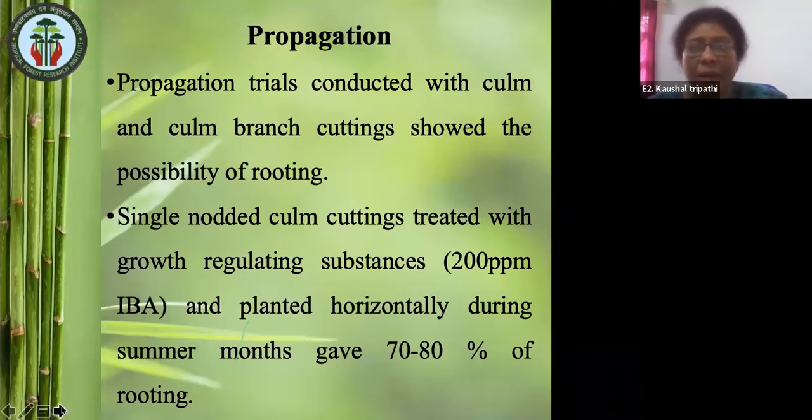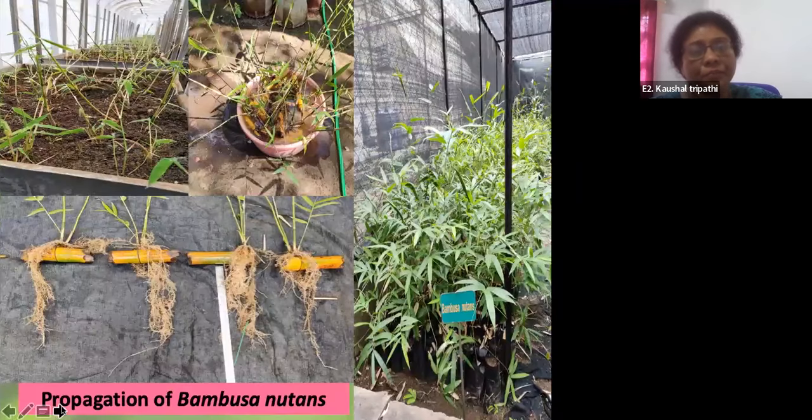And we conducted propagation trials with culm and culm plant cuttings, and single noded culm cuttings treated with 200 ppm of IBA and planted horizontally during the summer months gave 70 to 80% rooting. Next slide, please. And this is the propagation of Bambusa nutans. This is the rooting which we have achieved in the single noded culm cuttings. Next slide, please.